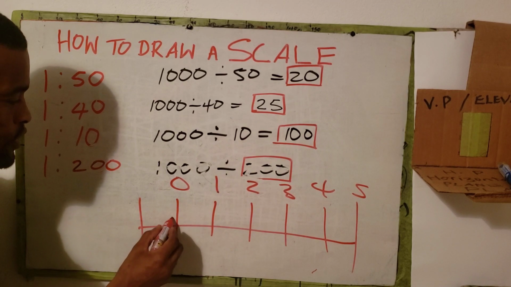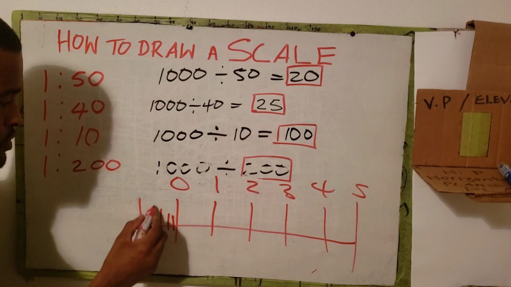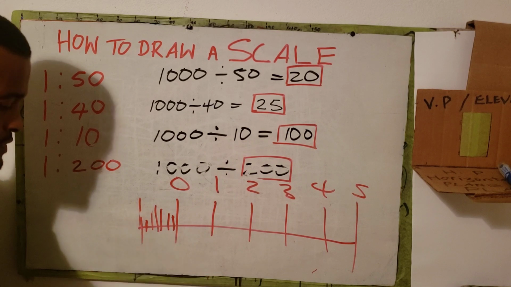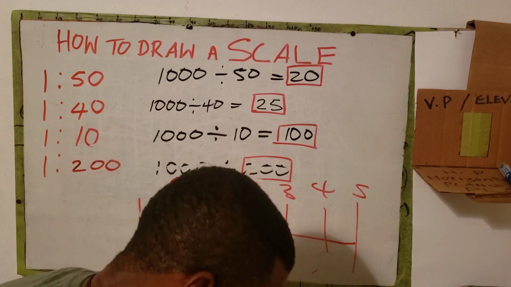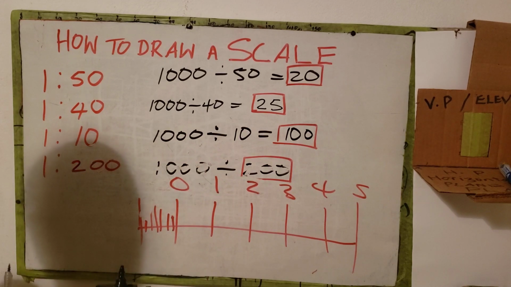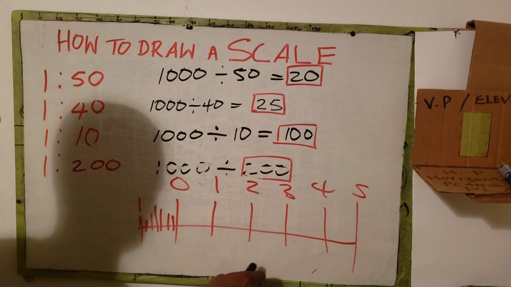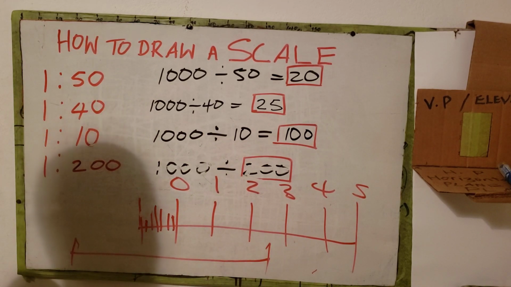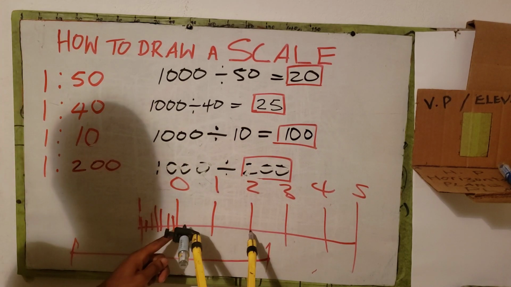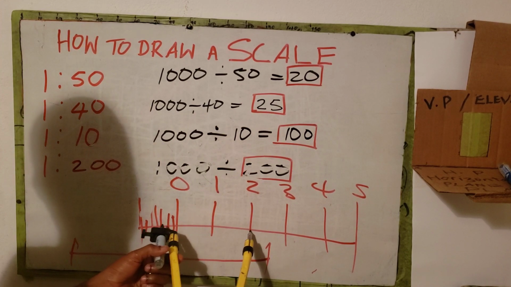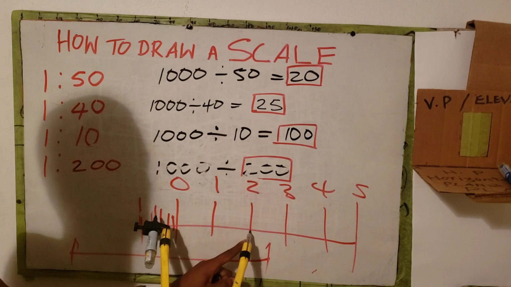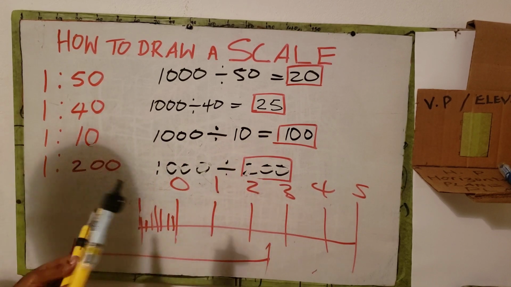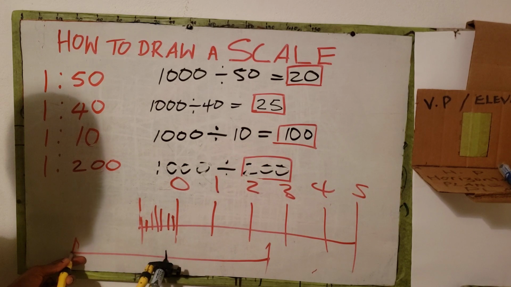How do we use the scale to transfer measurement? Now, say this is my scale and I wish to measure a distance of 2,500. I would place my compass at 2,000, extend it down to 1, 2, 3, 4, 5. And this is 2,000, 1, 2, 3, 4, 500. I will then go to my line and mark my 2,500.